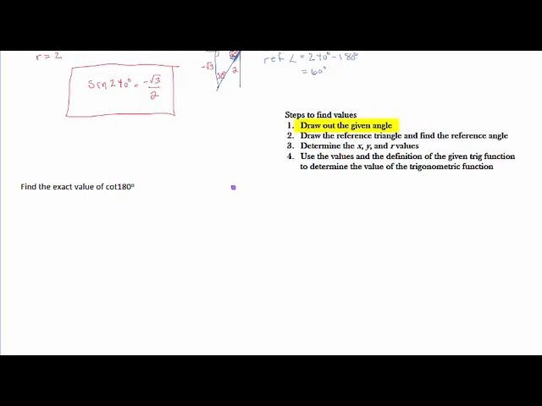First, draw out the given angle. 180 degrees. Here's your initial side. 180 degrees is all the way over here. Now, here's the problem. We can't draw a reference angle here because we have a quadrantal angle. So what we're going to do is pick a point on this terminal side. Doesn't matter where I draw it, but I'm going to draw a point.